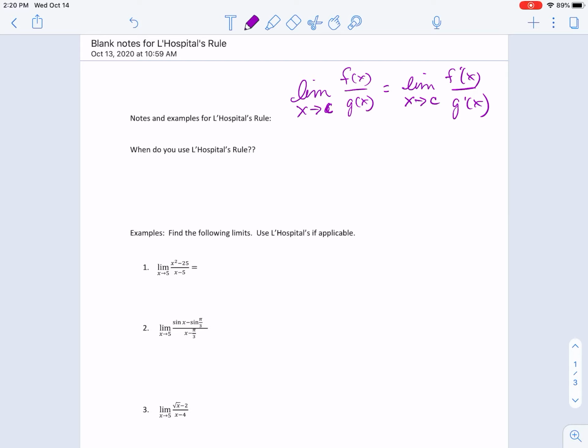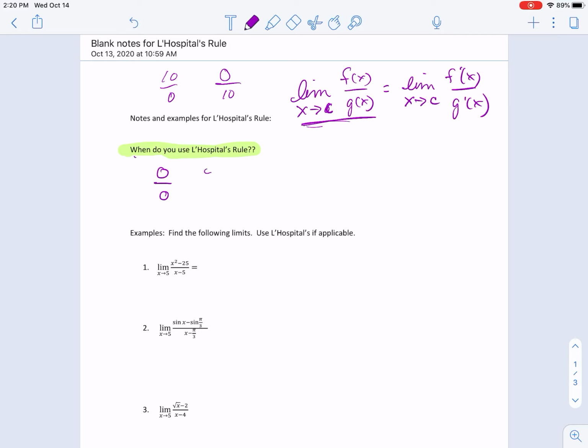Now, when are you going to use this? This is key. If you take the derivative here and it's pretty and nice, life's good, move on. Or if you get 0 over 10, it's 0, go on. If you get 10 over 0, it doesn't exist, go on. But you use L'Hopital's rule when you get 0 over 0, the indeterminate form.